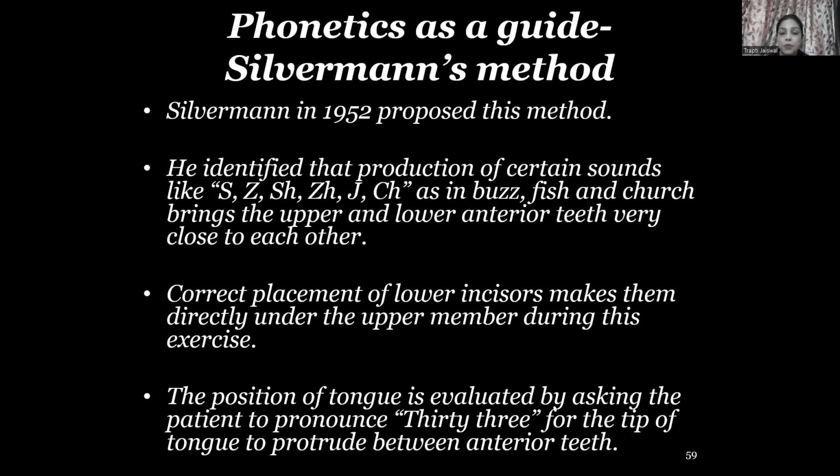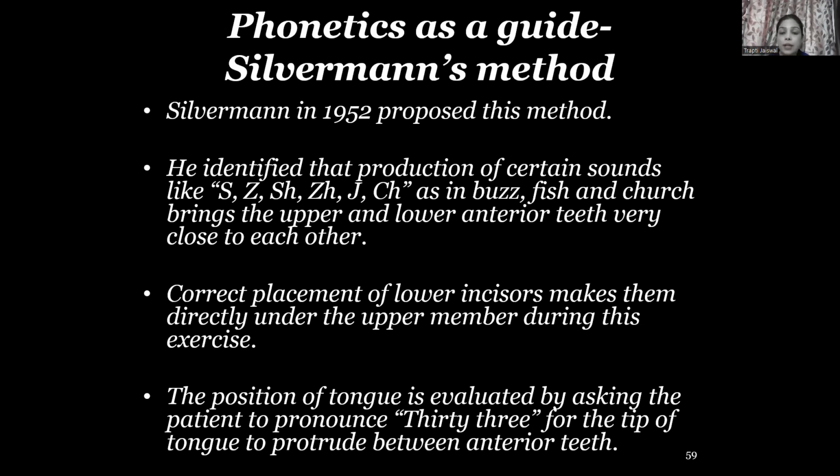The correct placement of the lower incisors is directly under the upper incisors during this exercise. When the patient pronounces the letter S, the lower teeth will slightly come in contact with the upper incisors. So this sound is taken as a guide in determining the vertical dimension of occlusion. When the patient pronounces these letters, can we see such space? Can we see the upper and lower rims approximating each other? Then that can be used as a guide.